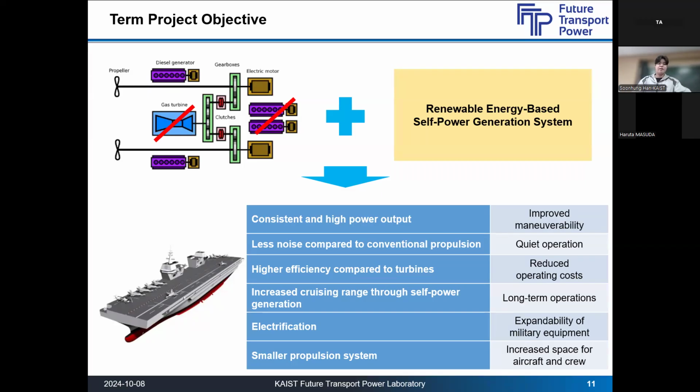And next is the electrification. It makes expandability of the military equipment. As you know, even ships, tanks and other military vehicles use a lot of military equipment powered by electricity. So if it is electrified, we can use it more efficiently. And the last one is the smaller propulsion system. It makes increased space for planes or helicopters and crew members in the ships.